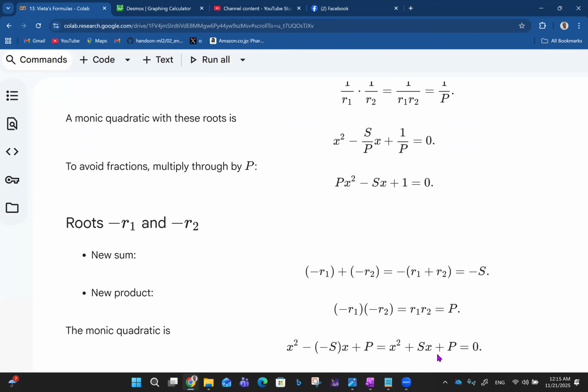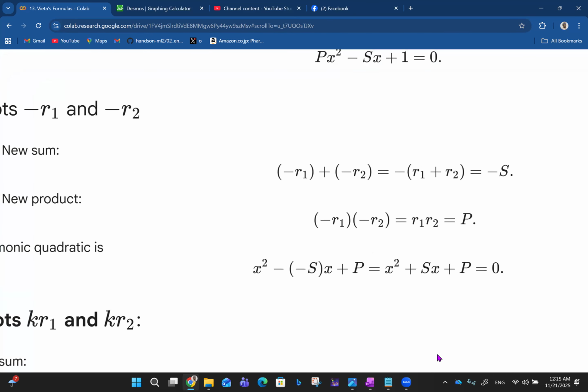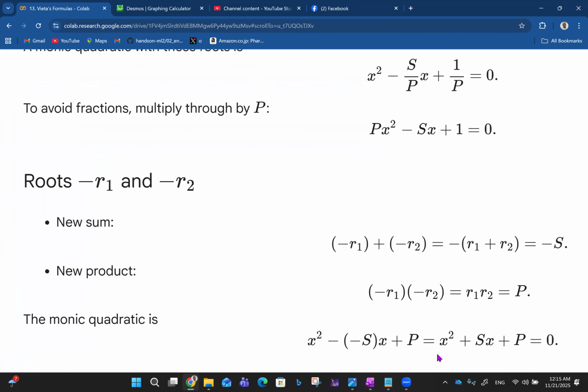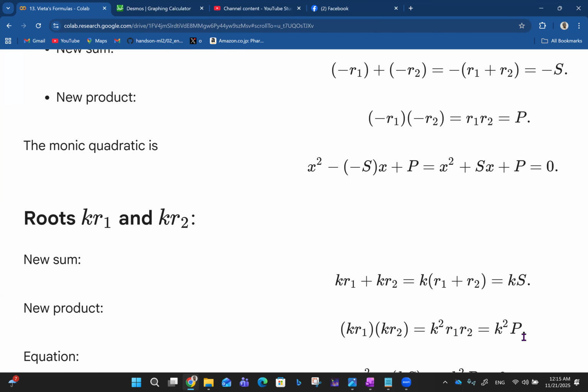What if the new roots, instead of r1 and r2, are minus r1 and minus r2? The new sum will just be minus r1 plus minus r2, that's minus (r1 plus r2), and that's minus s. For the product, you have minus times minus, which is plus r1 r2, so the product remains the same, p. So the monic quadratic would now be x squared minus (minus s)x plus p, which is x squared plus sx plus p equals 0, just like that.